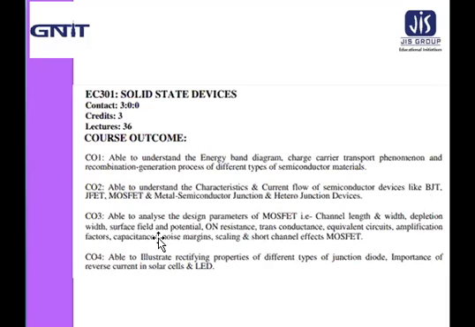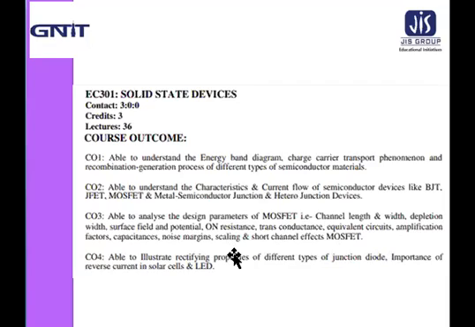The third course outcome is to be able to analyze the design parameters of MOSFET, that is channel length and width, depletion width, surface field and potential, on resistance, transconductance, equivalent circuits, amplification factors, capacitance, noise margin, scaling and short channel effect of MOSFET. And the fourth course outcome is to be able to illustrate rectifying properties of different types of junction diode, and the importance of reverse current in solar cell and light emitting diode.